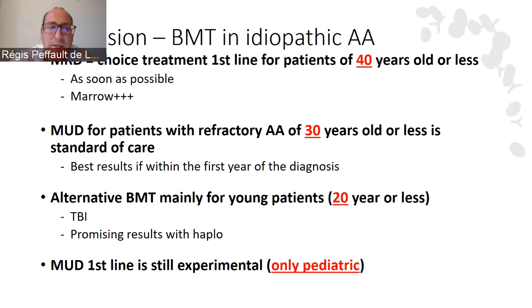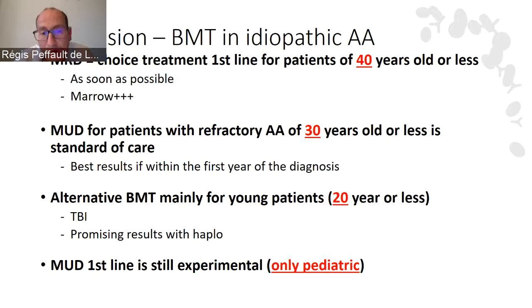Then for patients who are, I would say, refractory to immunosuppression and are younger and with a match-unrelated donor available, of course, first of all, verify your diagnosis to avoid still considering the patient as idiopathic when it can be a constitutional disorder. And of course, verify the absence of clonal evolution, and then go to transplant if you have a match-unrelated donor.